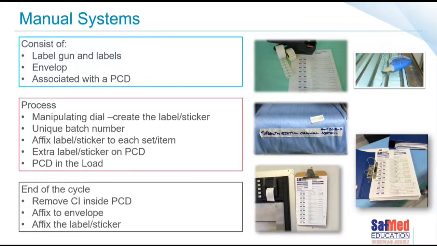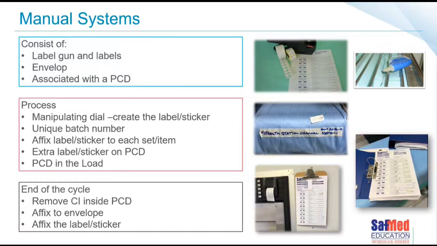If we've just got a piece of paper where we record that we've put in a DNC set and a neuro set and an ENT set, yes, we know what was in the autoclave, but we don't know which exact set it was. So then it becomes very difficult to track, to recall those items. And so it's very important that you have a unique batch code.